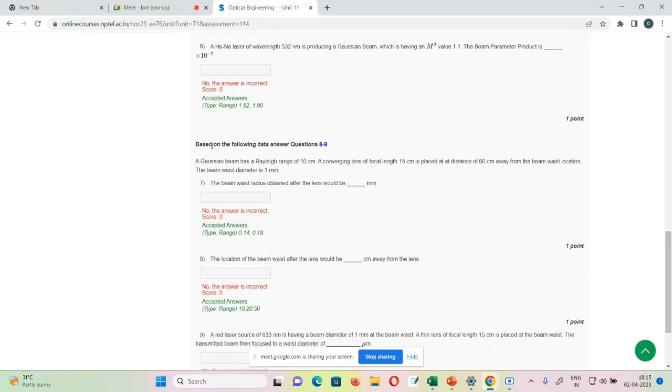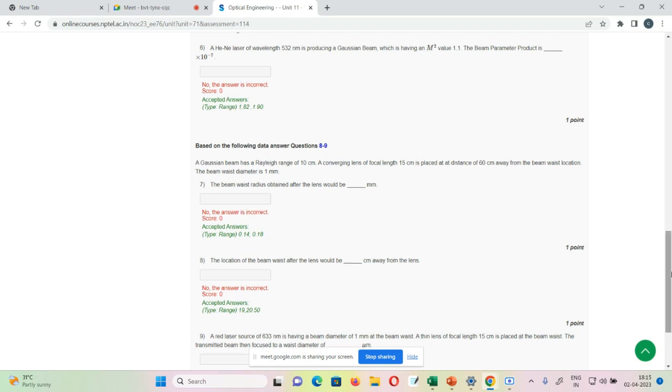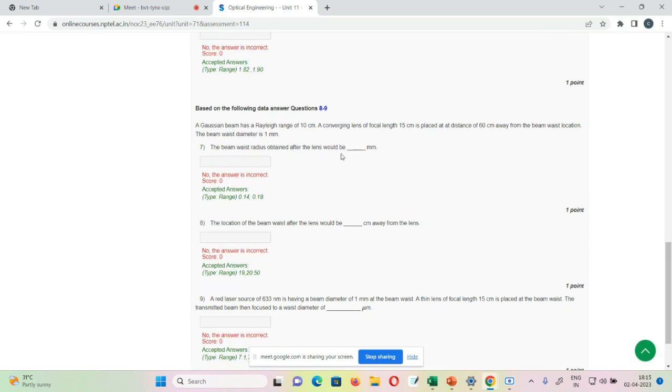Here, based on the following data, answer questions 8 to 9. Actually this is 7 to 8; in the order assignment they removed one question, that's why it's happening. Now you can see that a Gaussian beam has a Rayleigh range of 10 centimeter. A converging lens with a focal length is placed at a distance of 60 centimeter away from the beam waist location. The beam waist diameter is 1 millimeter.